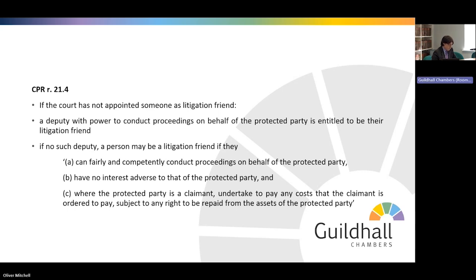The litigation friend in that respect must undertake to pay any costs that the claimant protected party may be ordered to pay, subject to their right, or any right they have, I should say, to be repaid from the protected party's assets. A defendant's litigation friend can, in some cases, be ordered to pay the costs that a defendant protected party would otherwise have to pay to the other side, but that is probably only where they have breached the conditions imposed on them to conduct proceedings competently and fairly, and so on. Otherwise, it wouldn't be the norm.